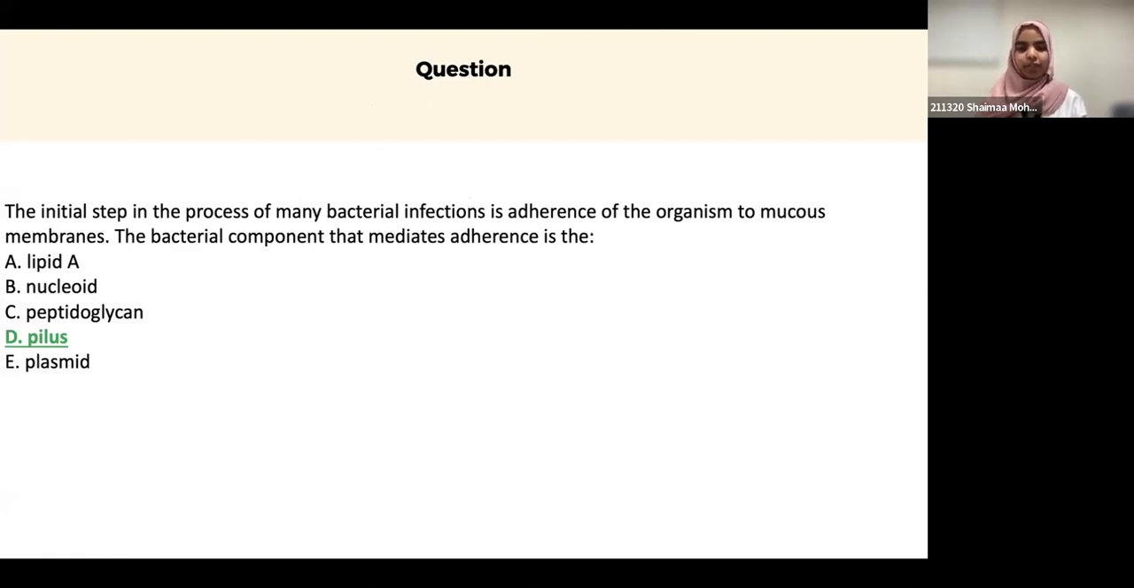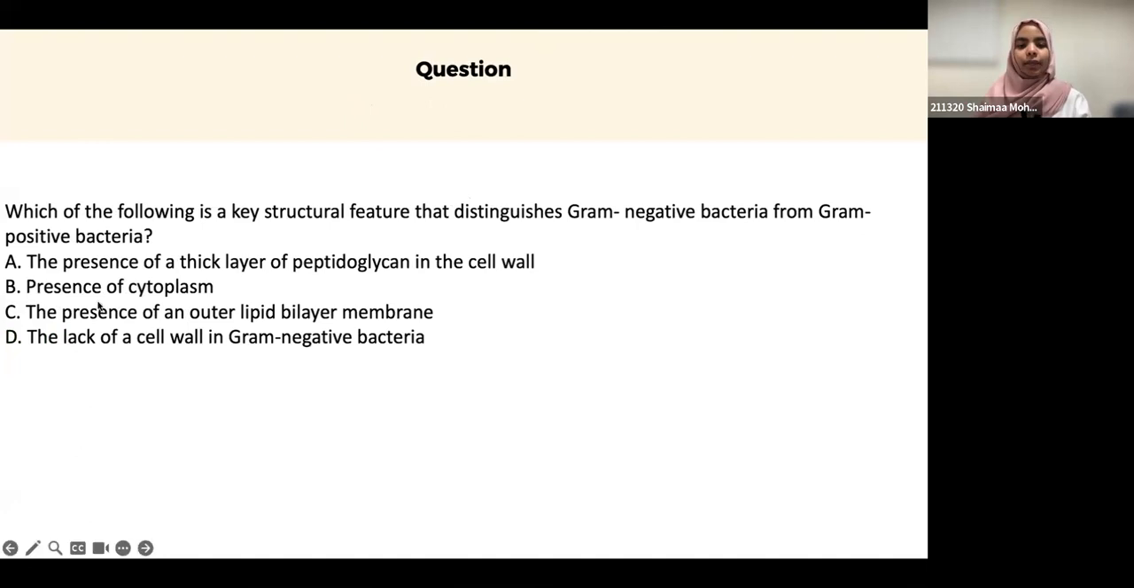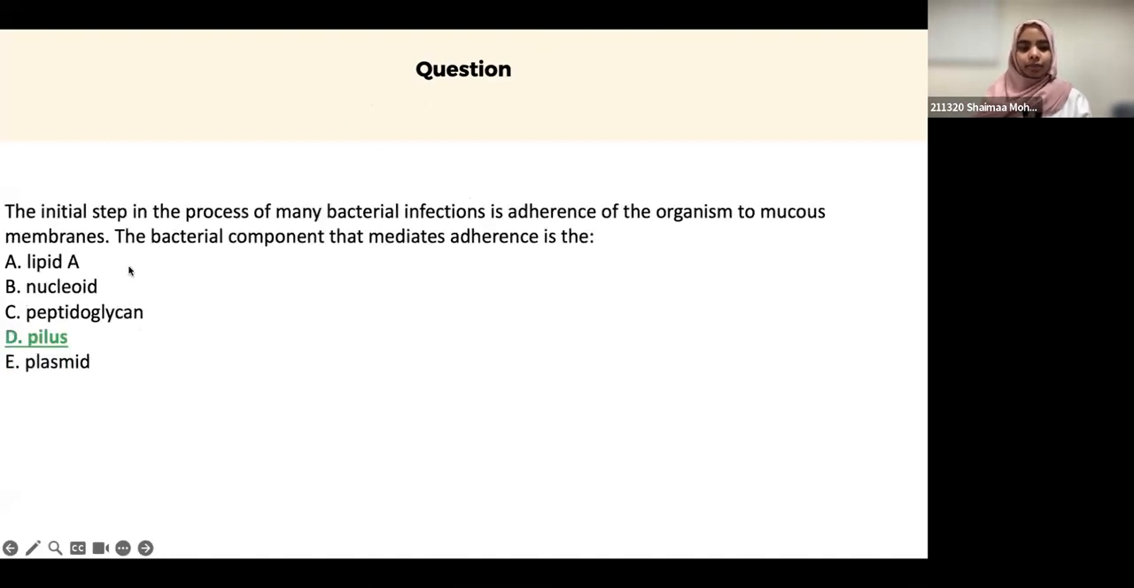Fimbriae. So if it comes in an exam, just remember that sometimes they will call fimbriae a common pili. Okay, so we said lipid A is the endotoxin that causes inflammation, right? Nucleoid is just a chromosome. Peptidoglycan is the cell wall, has nothing to do with adherence. And plasmid is important for antibiotic resistance, not adherence.